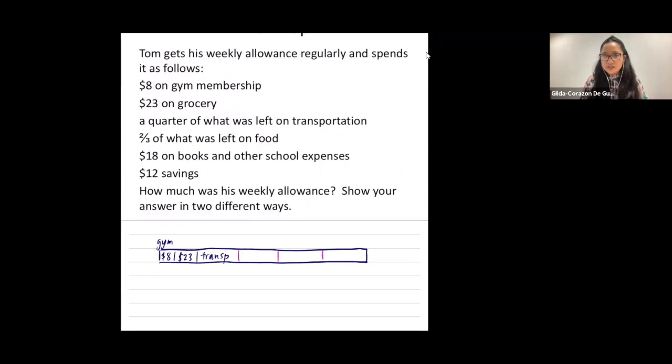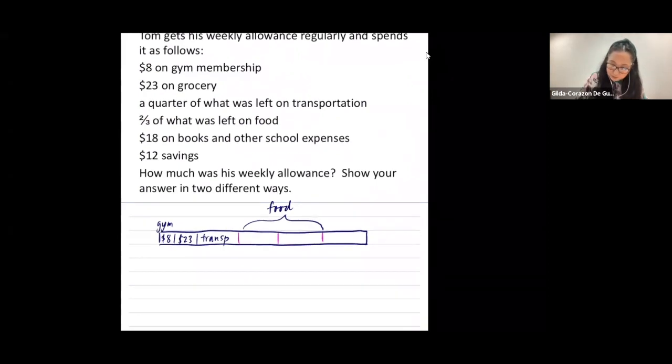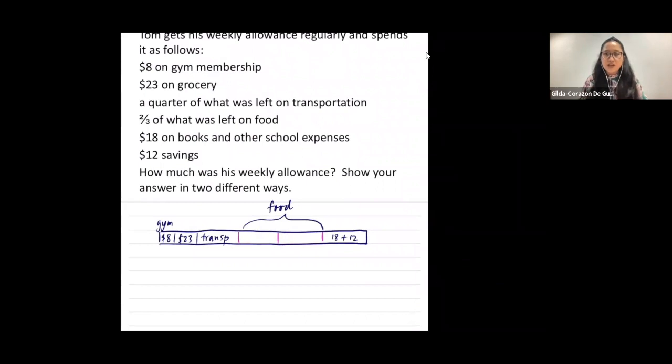And then look at this. It says 2/3 of what was left on food. And we've got the remaining bars, right, equally divided into threes. And therefore, we could just say, well, this one here is what he spent on food. Now, what else would he be spending the money on? It says $18 on books and $12 on savings, which would make up this bit here, right? So you could say that one block there is 18 plus 12, which gives you $30. And that means this is also $30.